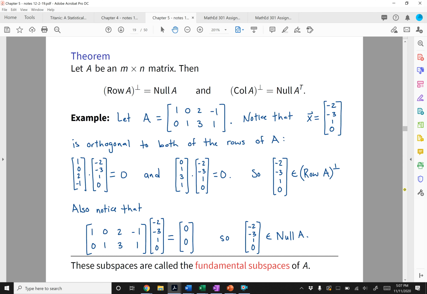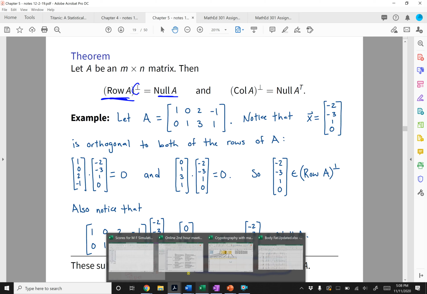Okay, this is a huge theorem in linear algebra. So big that they call the things we're going to talk about the fundamental subspaces of A. The geometry of this is connected to the GeoGebra image that we used earlier. This says that the orthogonal complement of the row space is the null space. So we actually saw that with the null space of that one.